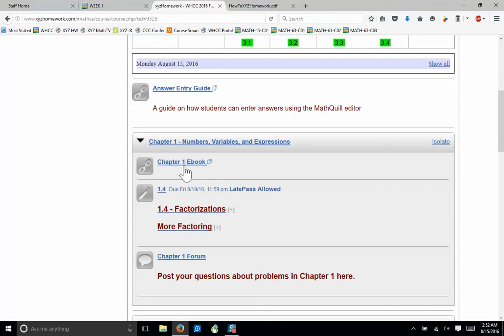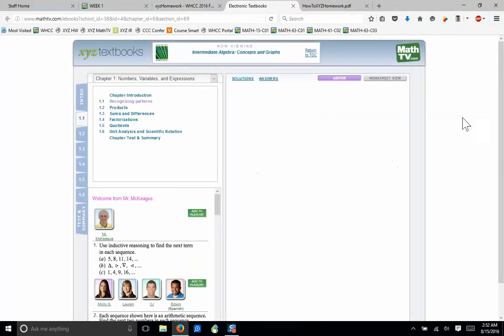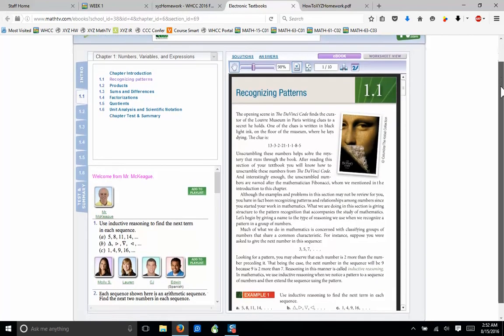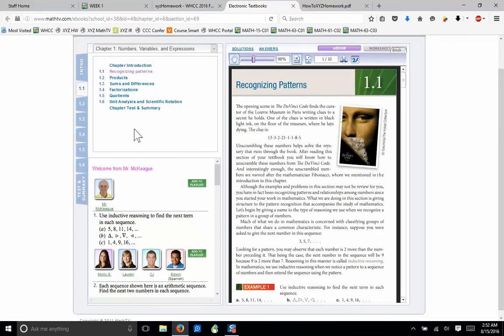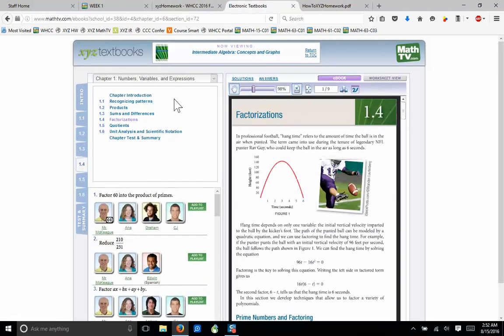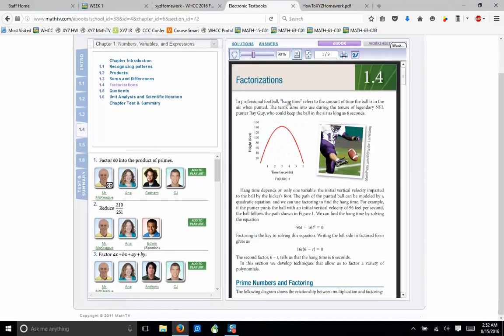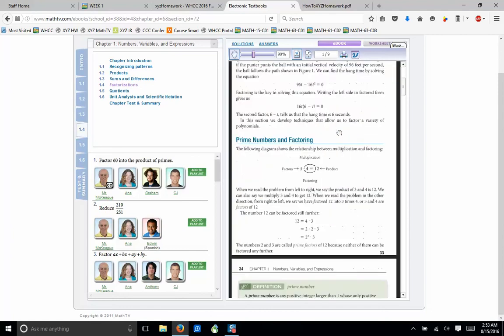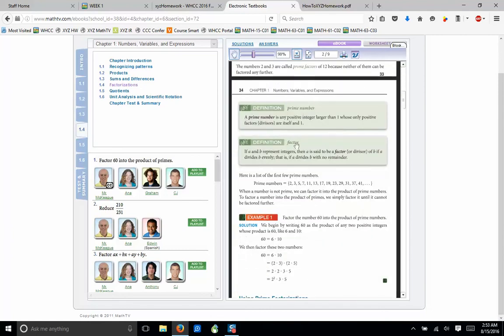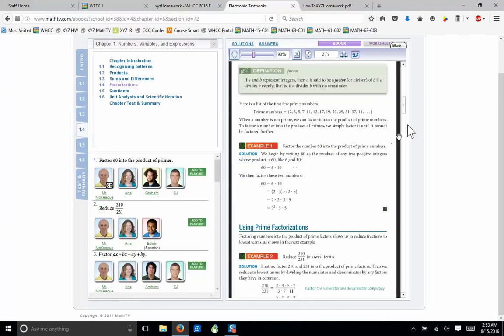All right, now let's take a look at the ebook. Ebook comes with the publisher access. It is the exact same thing as the book itself, plus it has some extra stuff in it as well. So 1.4 is the only one we're going to do in chapter 1. If you click on that, this is exactly what the book is all about right here. There's your definitions. You got examples here.